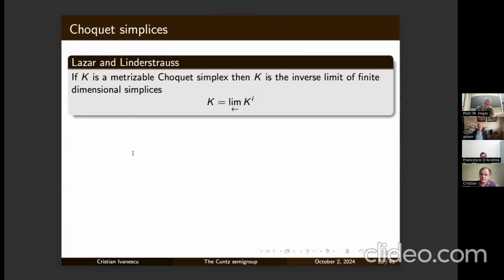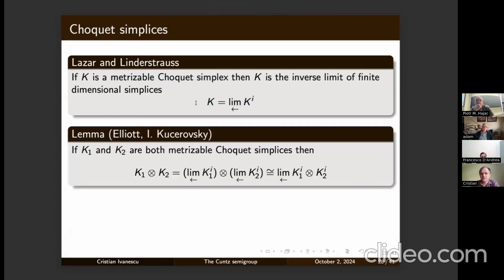Okay, so key ingredients in proving this result. This is a theorem due to Lazar and Lindenstrauss. I should say that we do first the case of metrizable Choquet, and then we drop the assumption of metrizable and show it in general. If you assume the tracial simplex is a metrizable Choquet simplex, then Lazar and Lindenstrauss show that this K is the inverse limit of finite dimensional simplices. So this is a very useful observation for us.